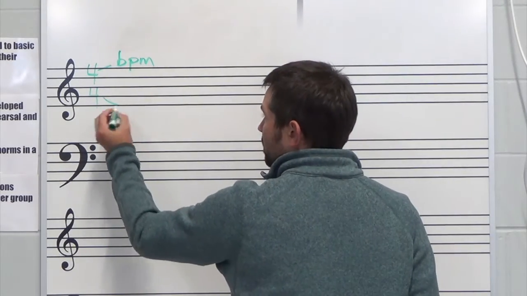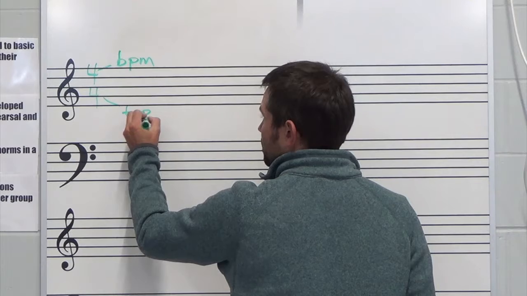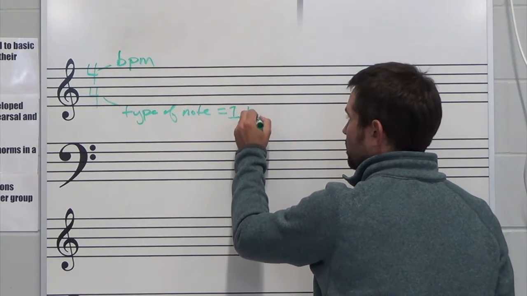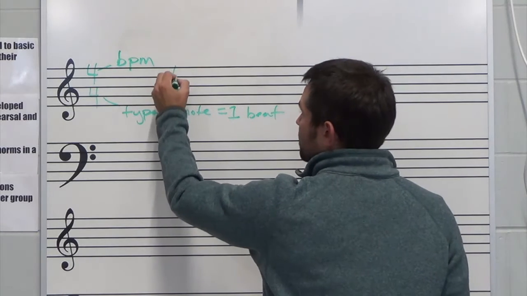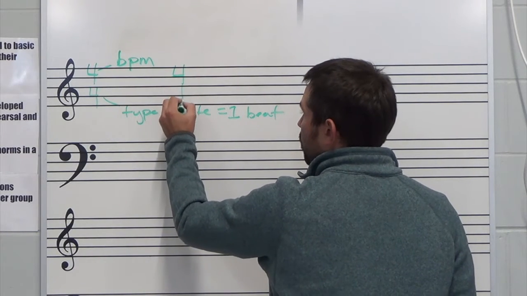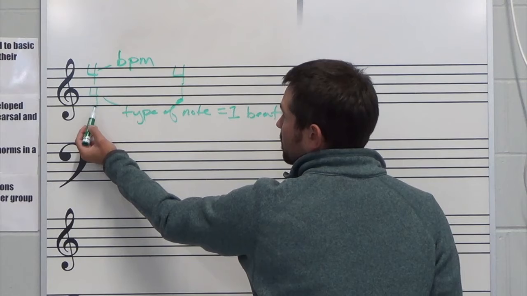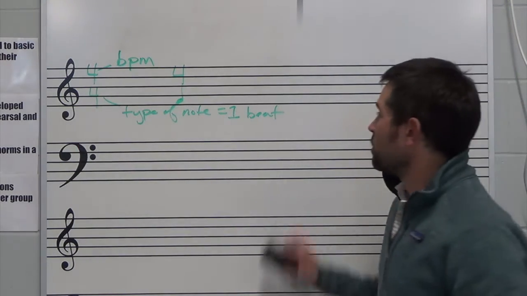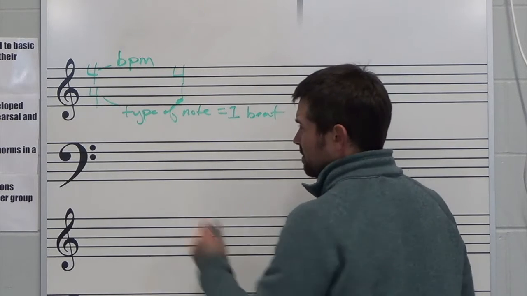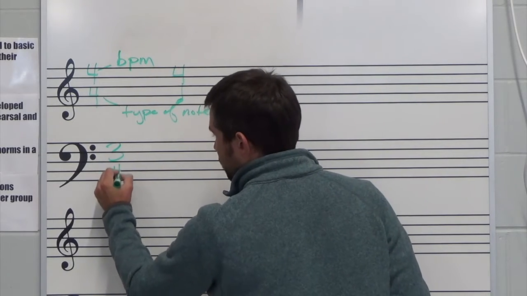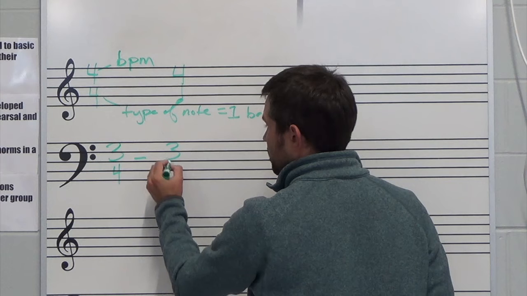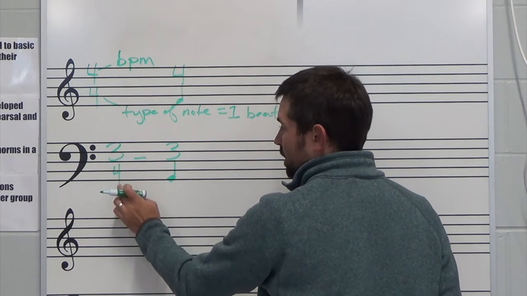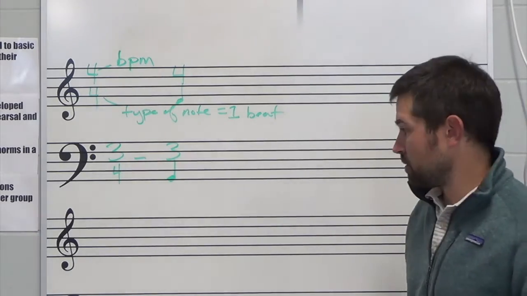And the bottom number is going to tell you the type of note that equals 1 beat. So in this case, this could be written 4 over quarter note because there's 4 beats of quarter notes in each measure. Okay? So let's say we have 3/4. Same thing, that could be written, if you want to think about it, as 3 over quarter. So there's 3 beats per measure, and the quarter note is one of those beats.